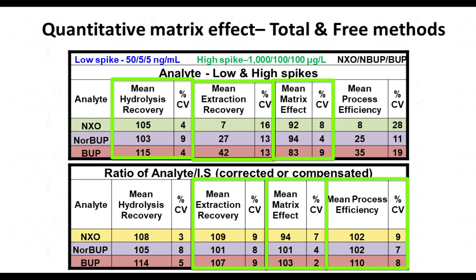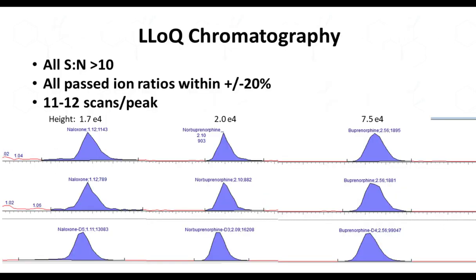So ultimately, when we combine those 2 things, as those of you who do these studies routinely are familiar with, for what we call the process efficiency, we have good numbers, values around 100, and with precision less than 10% between samples.